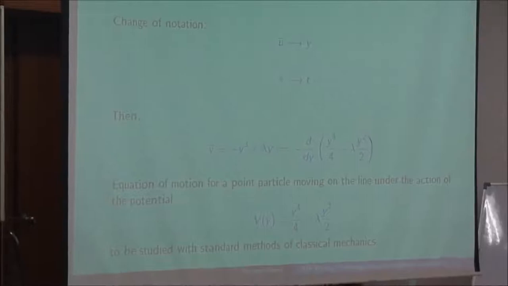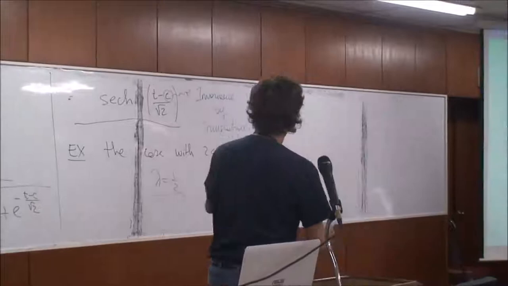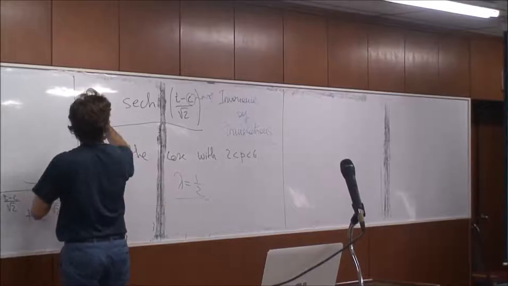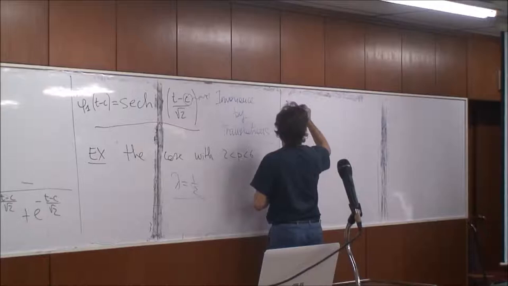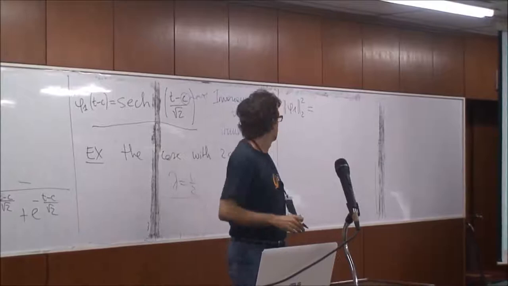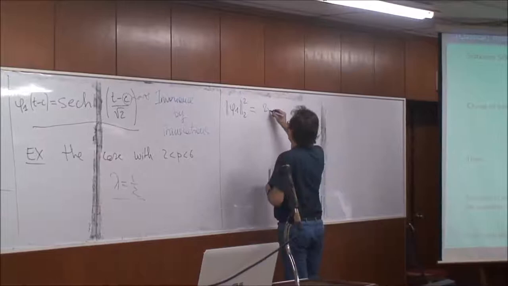So the computation is the following. Let me call it phi 1 of (t minus c). So phi 1 is centered in 0. We have that the L2 norm of this phi 1 squared, so the value of mu of the mass for which we have solved the problem, is 2 square root of 2. First observation.